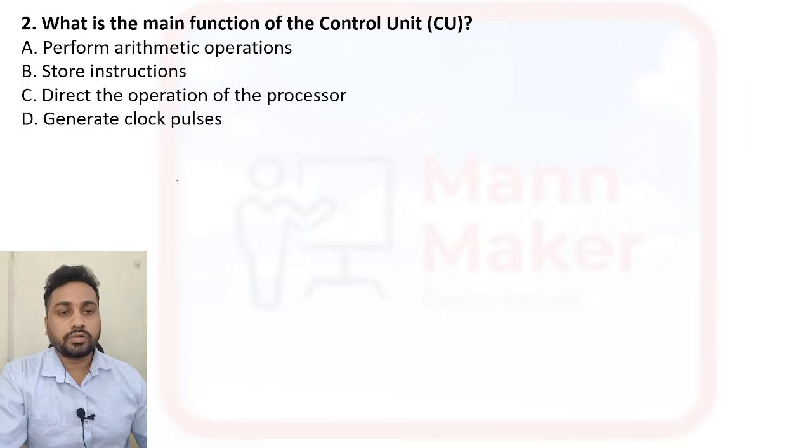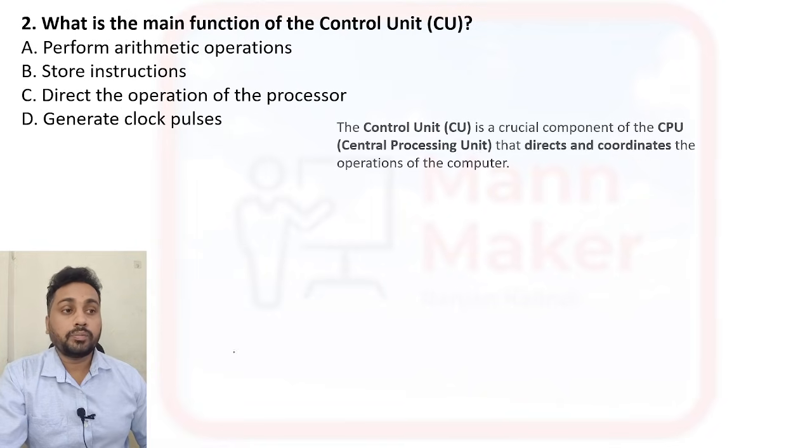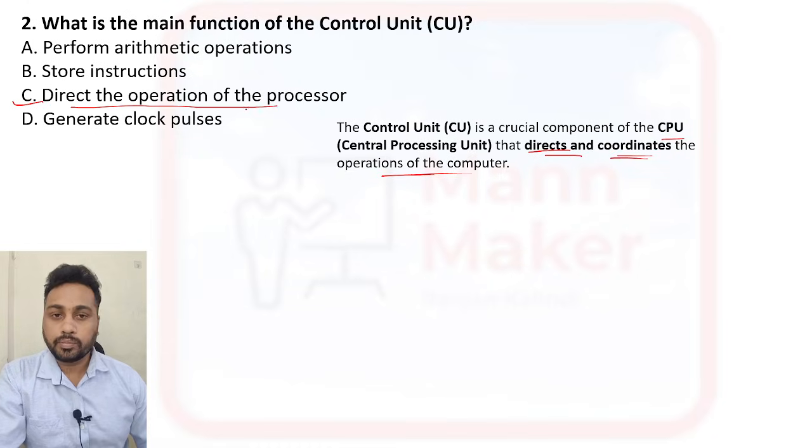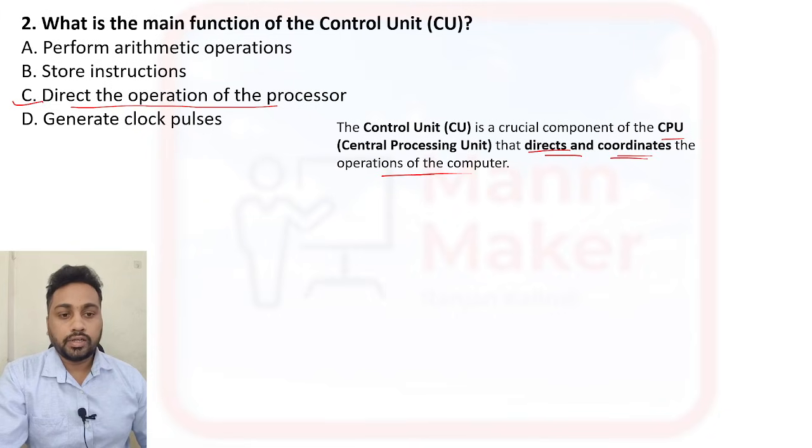Next one. What is the main function of the control unit? The control unit, CU, is one of the components of our CPU, the central processing unit, that directs and coordinates the operation of the computer. This is the function of the control unit. Option C, direct the operation of the processor, is your right answer.